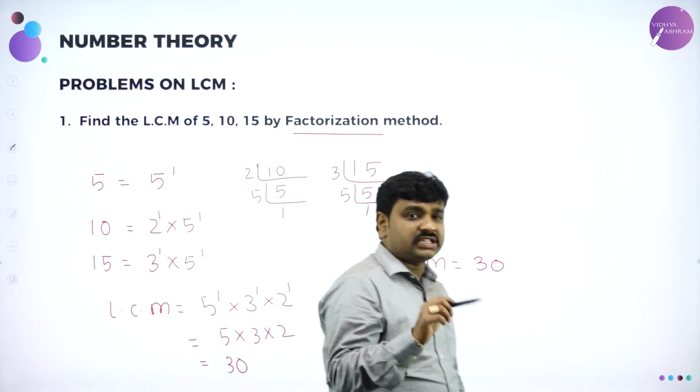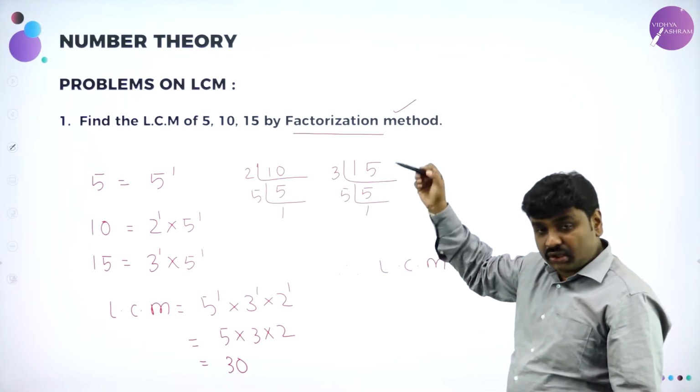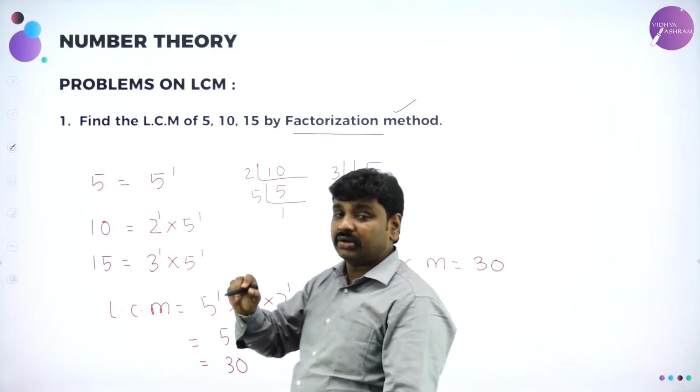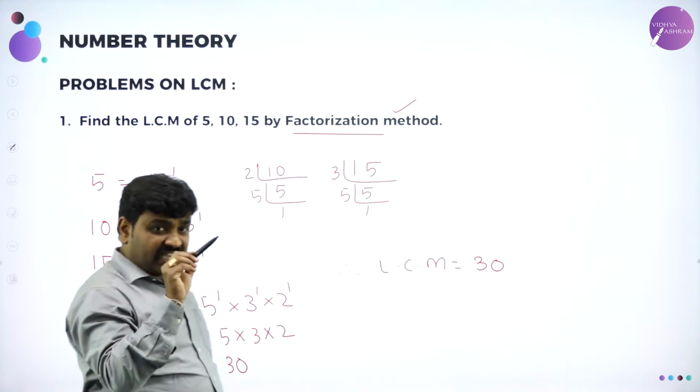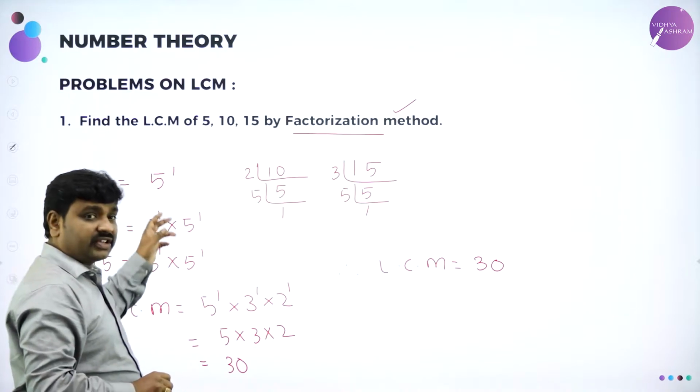All of you know how to find LCM. We have done LCM by what method? The factorization method, because they specified you to find it by that method. What is the factorization method? Take each number, write it as a product of prime factors, and take the factor with the highest power.